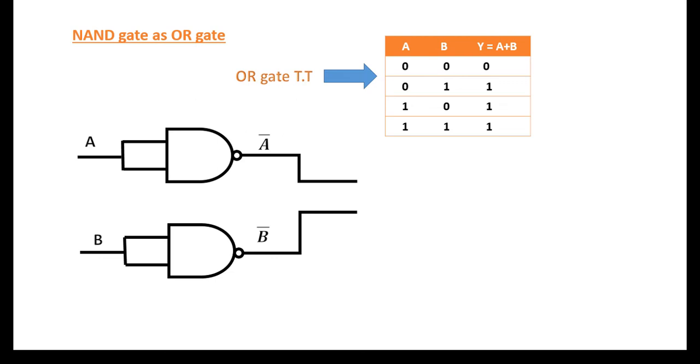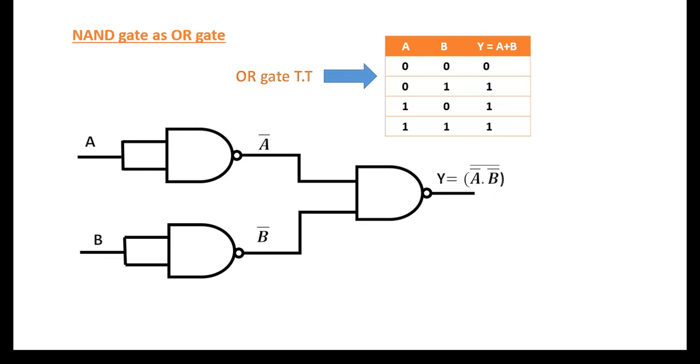These two outputs, A complement and B complement, of our first and second NAND gates are the inputs of our third NAND gate. Its output will be equal to A complement dot B complement, the whole complement, because we know that the output of a NAND gate is the complement of the AND operation of its inputs. Here we have two inputs, A complement and B complement, and their AND operation will be A complement dot B complement. So our final output will be Y equal to A complement dot B complement, the whole complement.